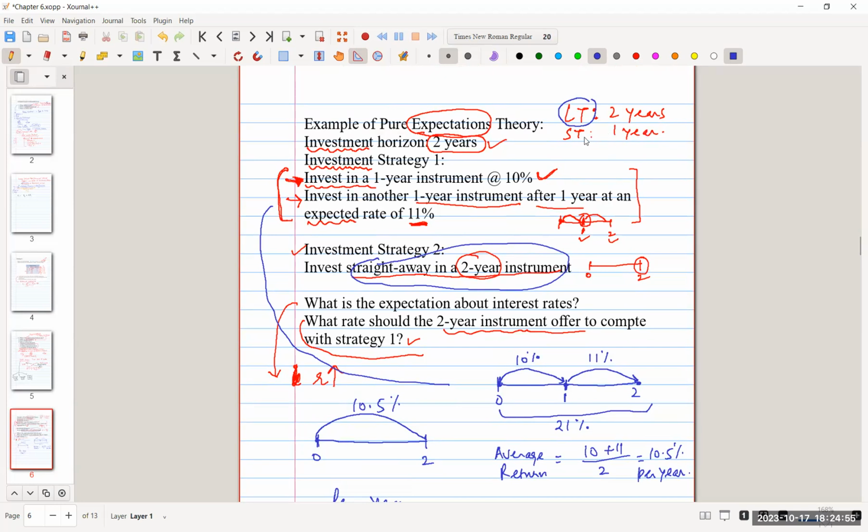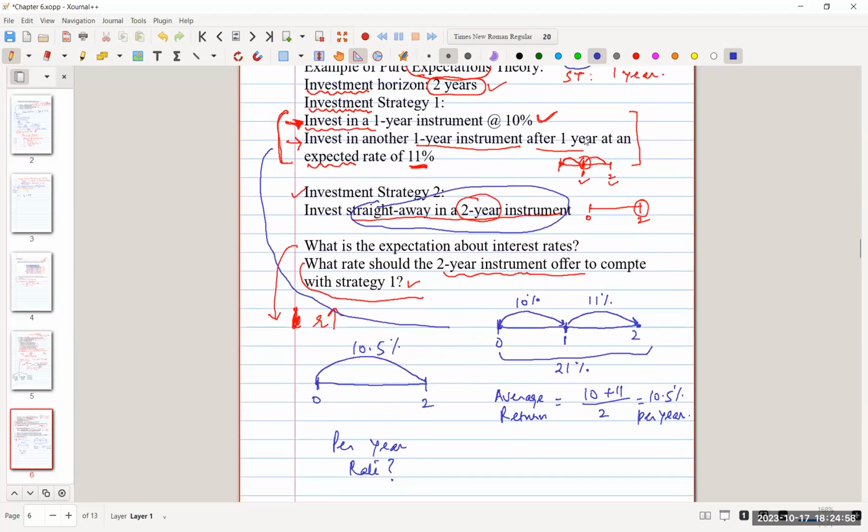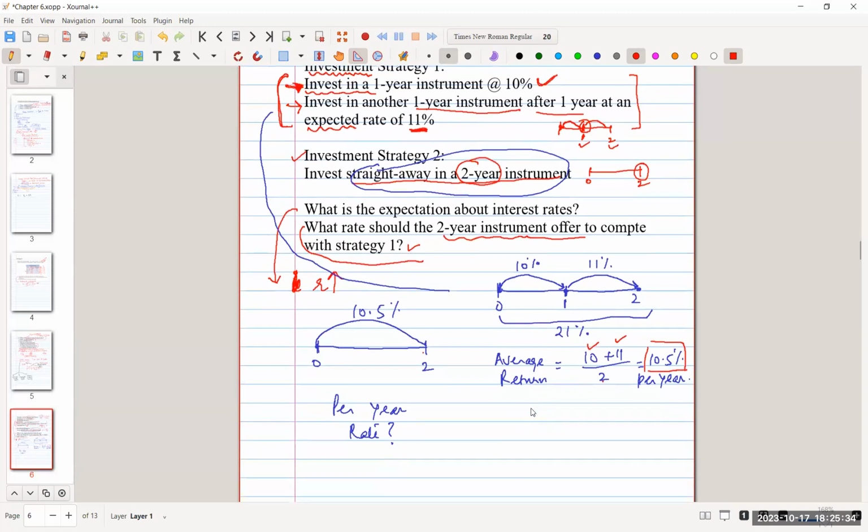So what is happening here? If you observe carefully what we did here with the first strategy, we took the first 1 year interest, we took the second 1 year interest, and we calculated a simple average, which was 10.5% a year. If the long-term instrument cannot offer a rate which is equal to an average of the short-term instruments, then people will forget about the long-term instruments. Nobody will be willing to borrow. Nobody will be willing to lend on a long-term basis at all.